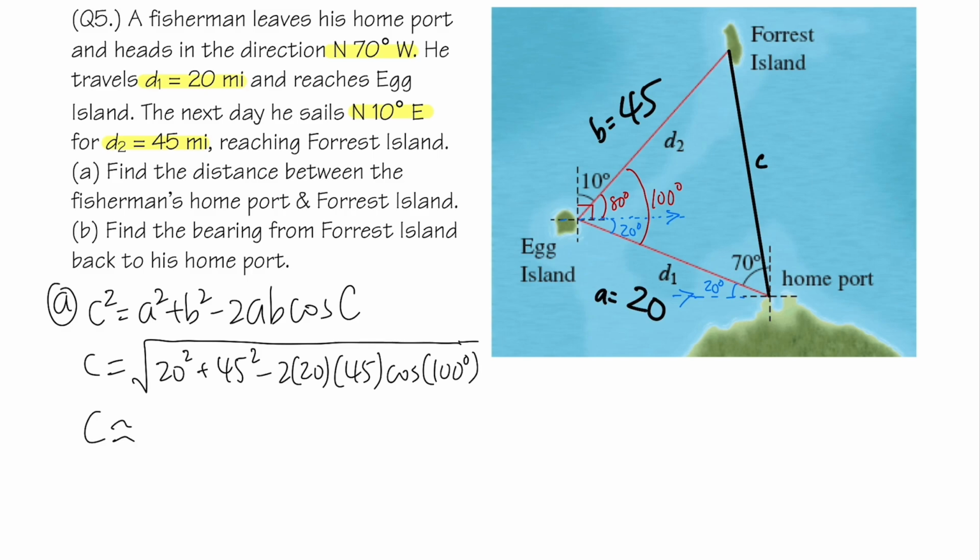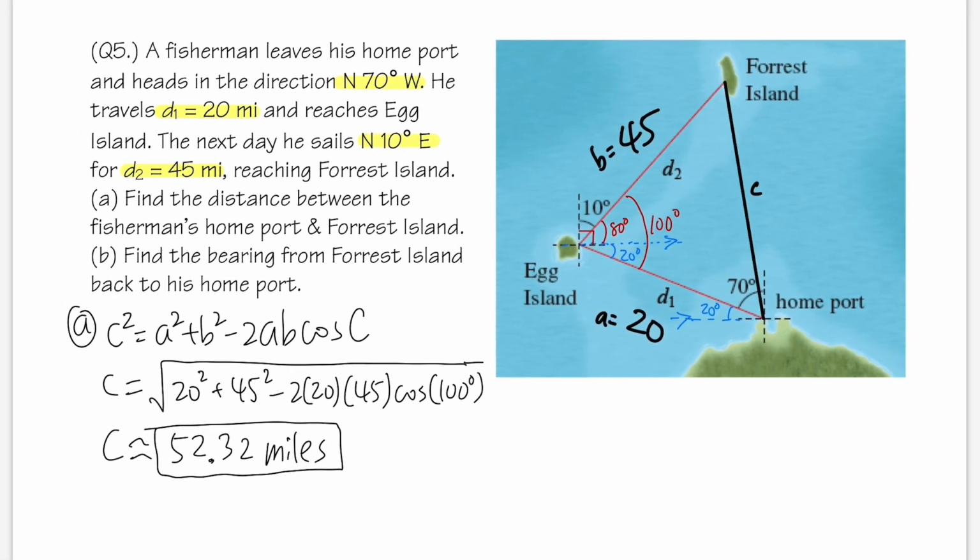And just go ahead and use your calculator. You will end up with 52.32 miles. And as you can see, the answer is actually pretty reasonable because C is the longest side of this triangle, because this right here, we have the biggest angle in the triangle.